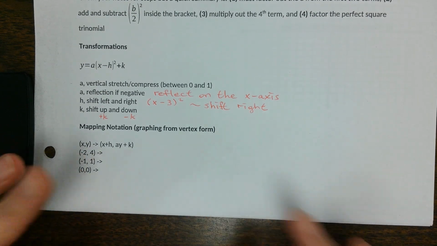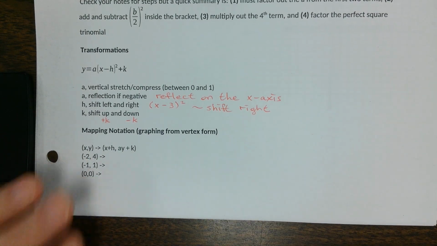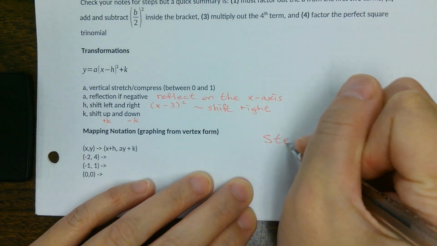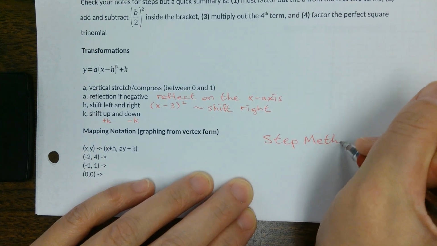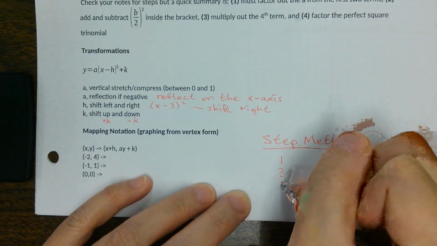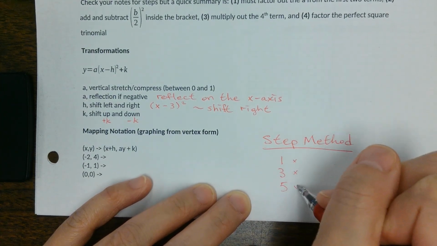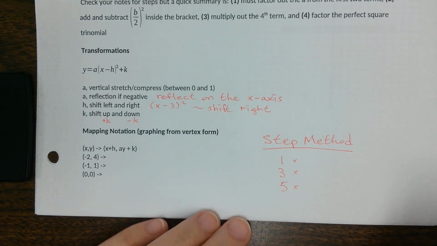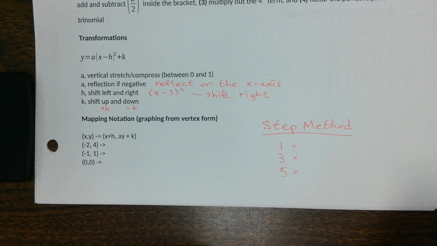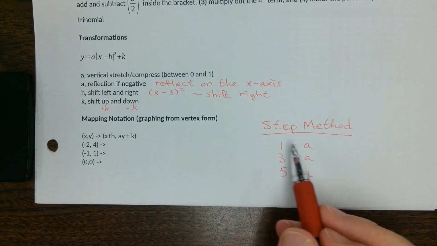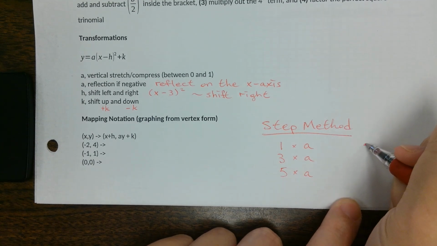Don't worry about the mapping. If you were to graph it using the step method, so don't forget there is the step method. How do I do the step method? 1, 3, and 5, and I multiply it by what? What do I multiply the step method with? What's 1, 3, and 5? A. Right. So whatever your A value is, multiply it by 1, 3, and 5. That's how you go from the vertex.